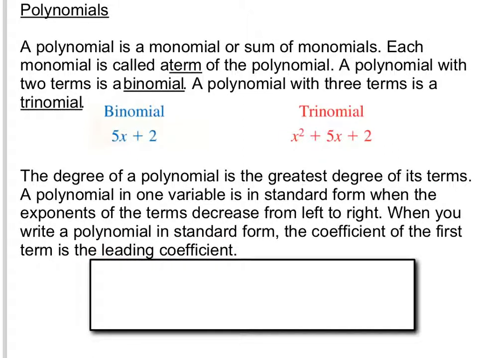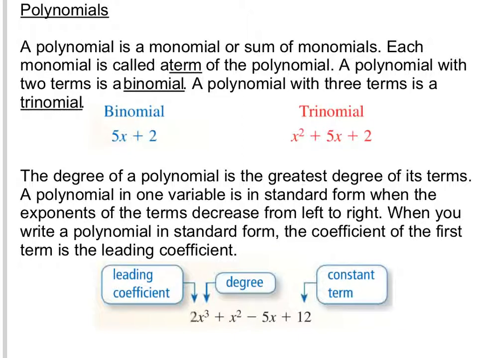Here's just another example of a general polynomial, no special name because it has 4 terms. 2x cubed plus x squared minus 5x plus 12. You can see that the exponents decrease from left to right, so it is in standard form. The degree of each term is 3, 2, 1, and 0 as you go from left to right, the largest of which is 3. Therefore, that's the degree of the polynomial. And 2 is the leading coefficient. And we do call 12 the constant term because it has no x involved.